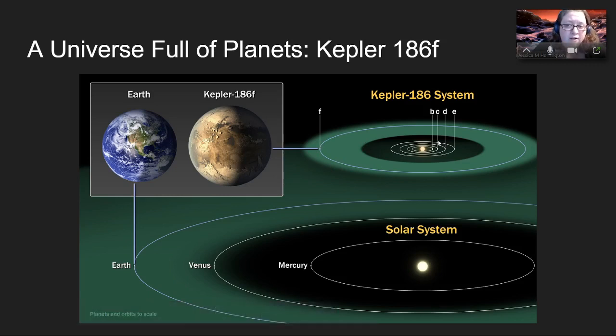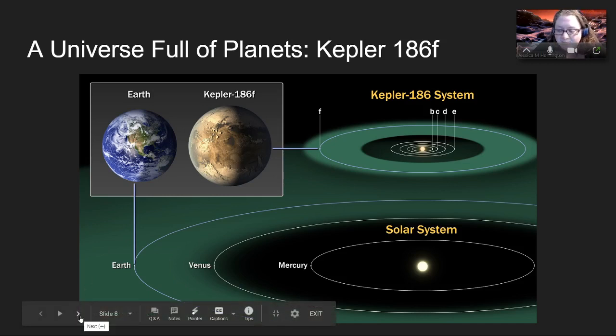It's a cooler star. So you do have to be closer to still be as warm as the Earth is. And so it's this little compact system, and here's an artist's rendering of what it may look like. It's a little bit bigger than the Earth, but pretty close, and so that's exciting.